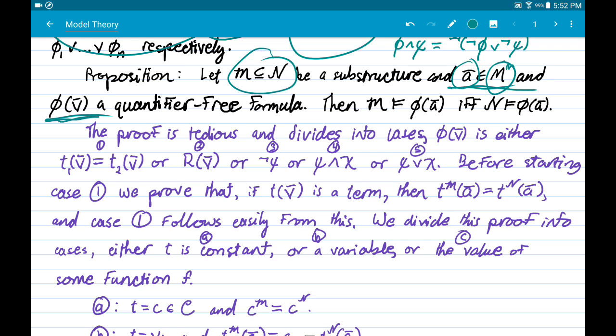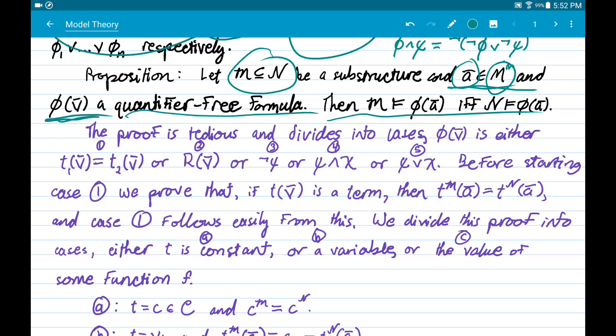So, okay, we have this vector of elements out of the domain, and we have a same length vector of free variables in this formula phi. And phi is quantifier free. Then we get to state the following, that the structure M satisfies phi, the sentence phi of A bar, if and only if the structure N does.